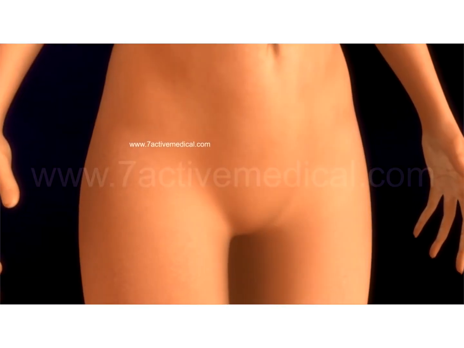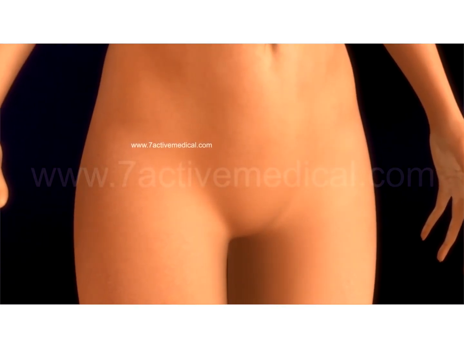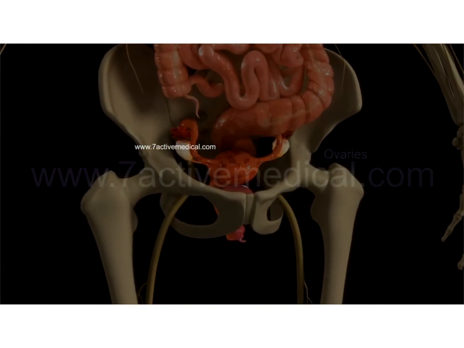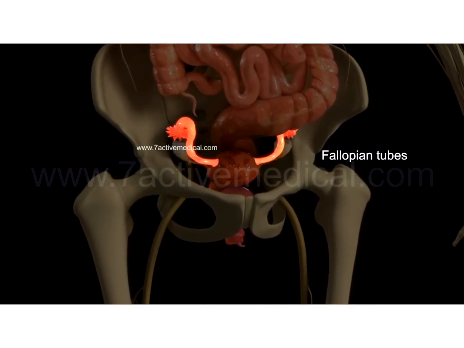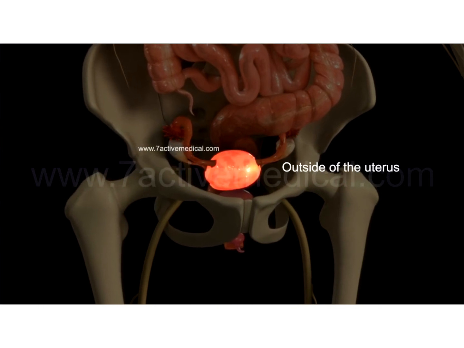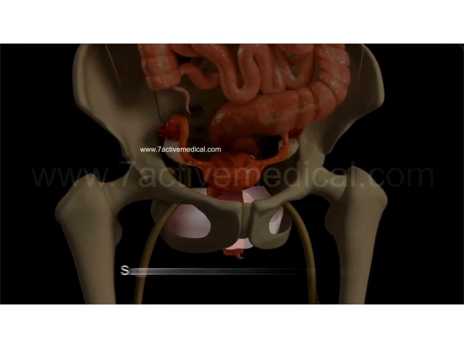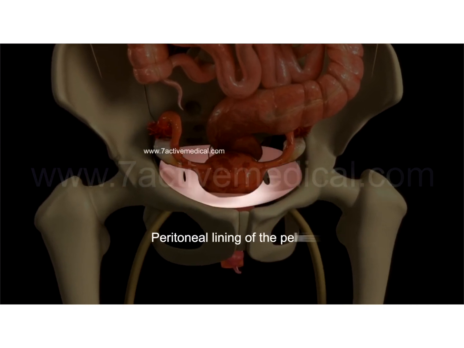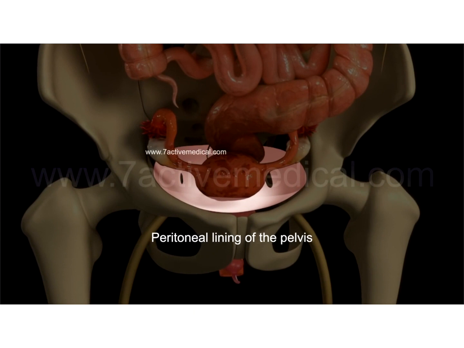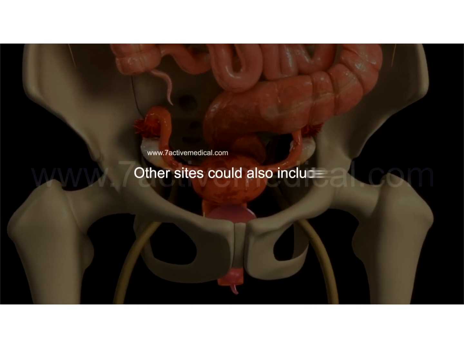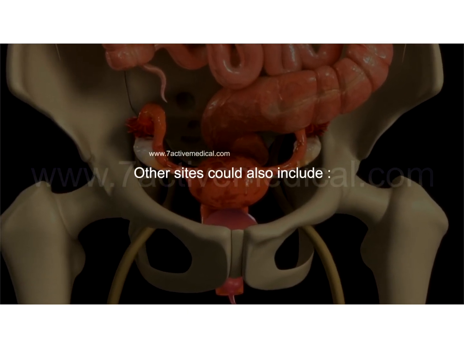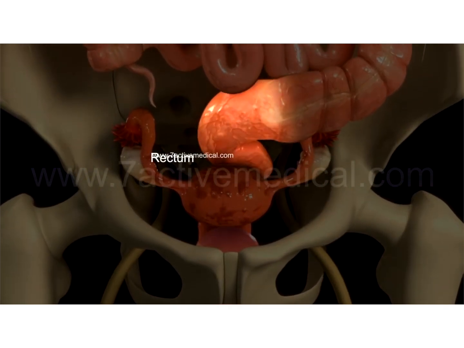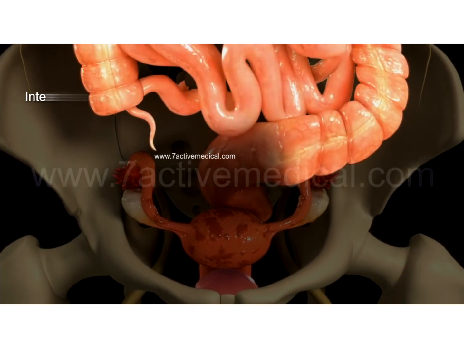Common sites for endometriosis to occur include ovaries, fallopian tubes, outside of the uterus, supporting structures around the uterus, peritoneal lining of the pelvis. Other sites could also include bladder, rectum, intestines.